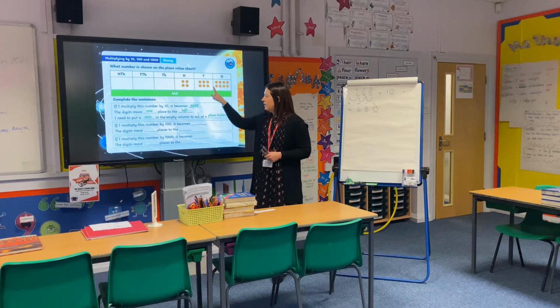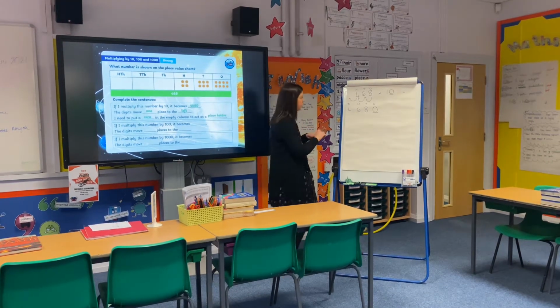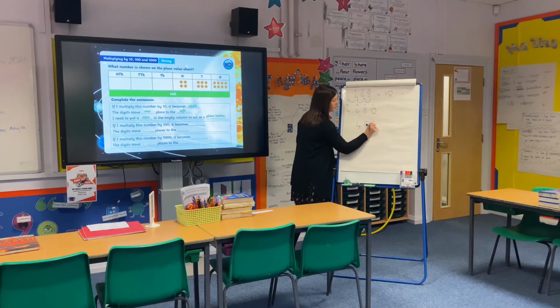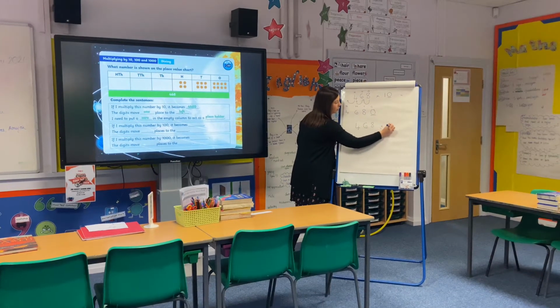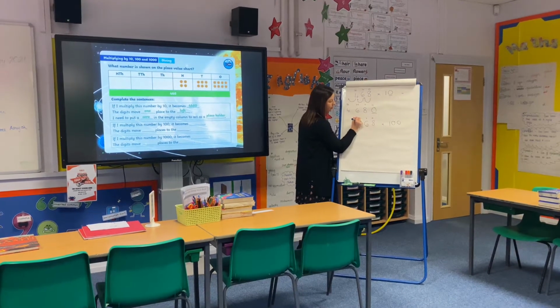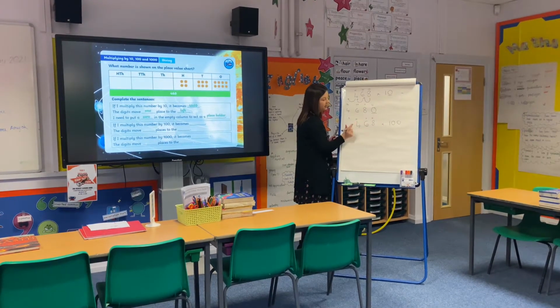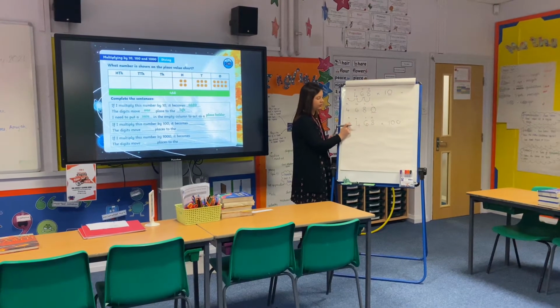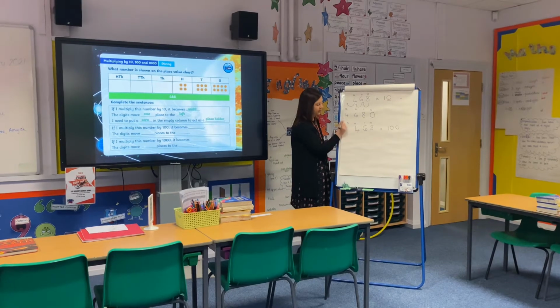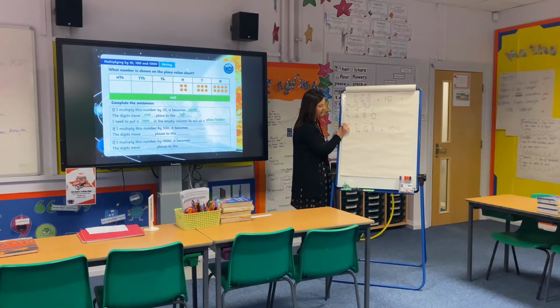If I multiply this number by 100, so this time then I'm doing 468 times by 100. Just like I did last time, I'm going to label my columns. Ones, tens, hundreds, thousands. What's the next column? Write it down on your piece of paper. You should have got 10,000s.